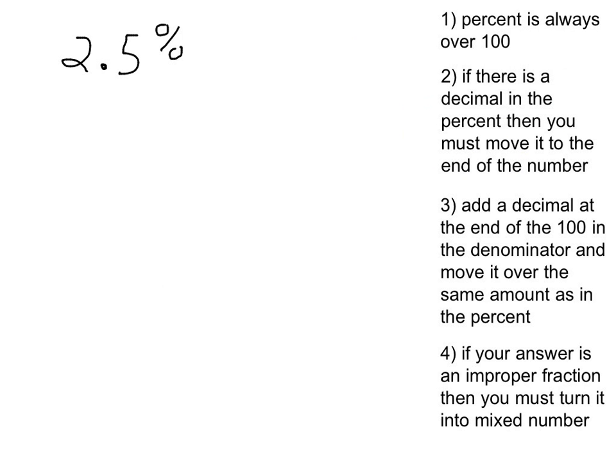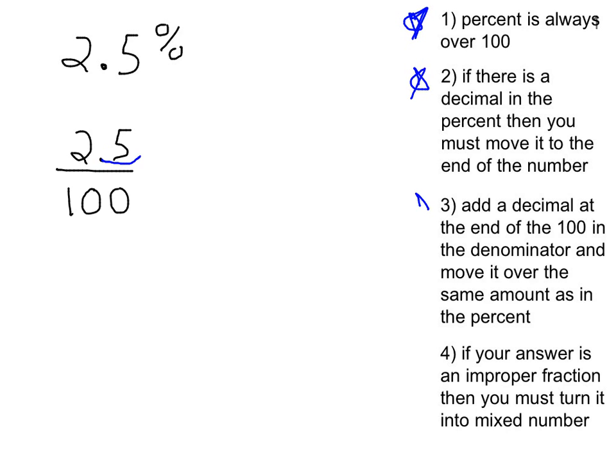Now for our next example, we're going to change 2.5% into a fraction. Now again, percent is always over 100, so let's do that. So that gives us 2.5 over 100. Now, rule 2 says if we have a decimal in our percent, which we do right there, we need to move it over to the end of the number. So let's do that. We'll move this over once.